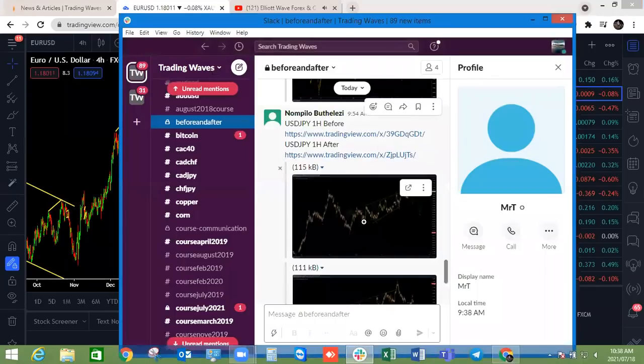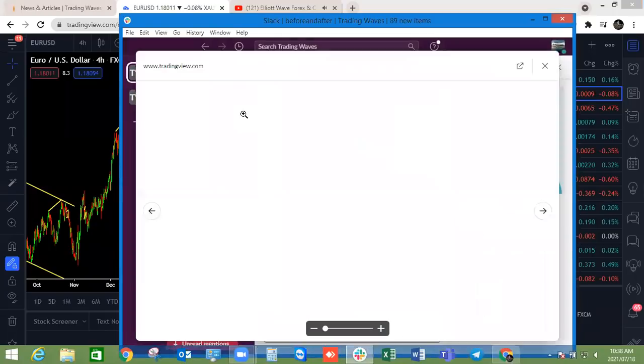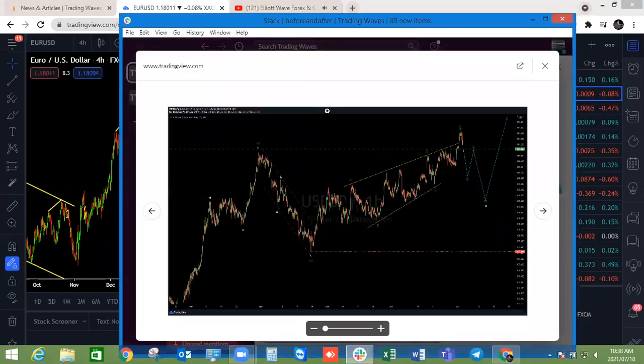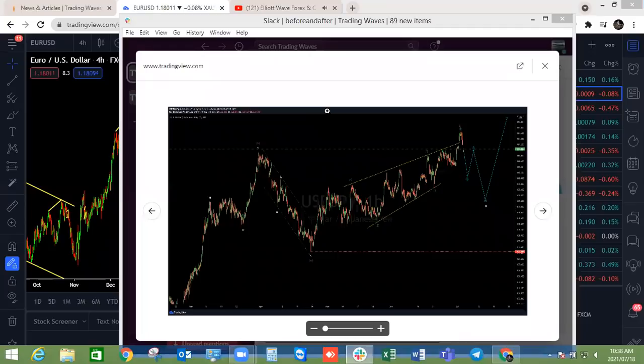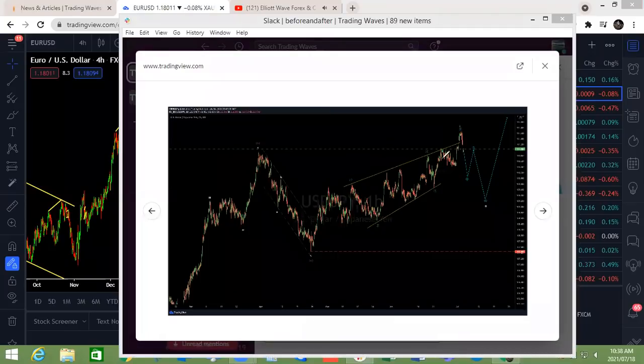So I want to refer you to this chart here. This is a US dollar yen chart that we have forecasted from around this area. We wanted this to be a diagonal in wave 1 and then wave 2. So this has been coming down in 3 waves as forecasted, as you'll see with the next chart. So we've already got that move. Now the question is, are we going to get to this level? We are not at that level yet.